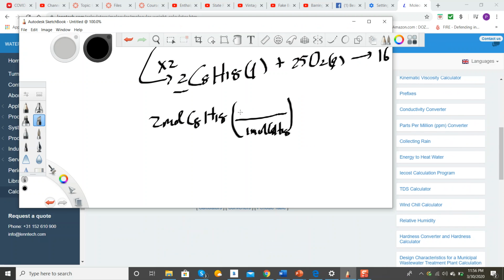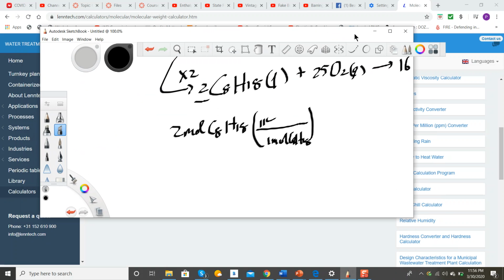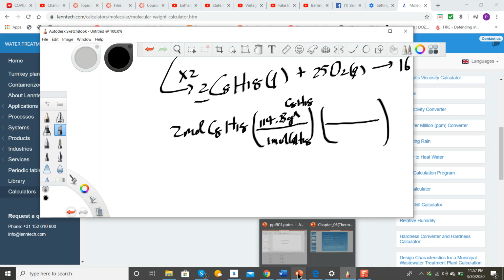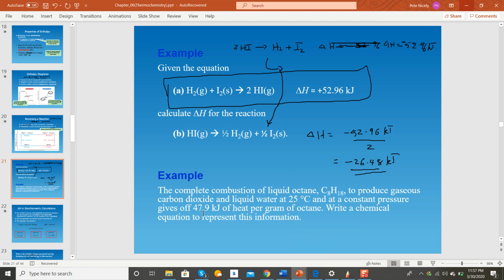114.23. So up here, I'm going to put 114.23 grams of C8H18. All right. And then the next conversion factor, I would put the value that is given in the question of the amount of heat released per gram of the substance. According to the question, that's 47.9 kilojoules per gram of octane.